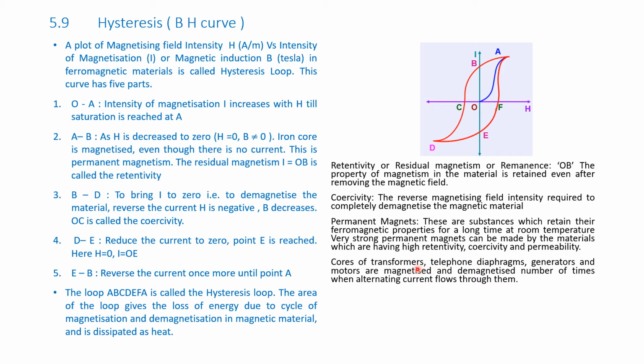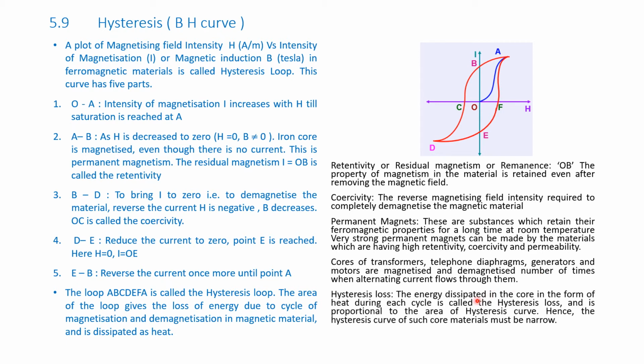Cores of transformers, that is electrical transformers, telephone diaphragms, generators and motors are magnetized and demagnetized a number of times when alternating current flows through them. Alternating currents are flowing through transformers, telephone diaphragms, generators and motors. These are magnetized and demagnetized a number of times due to the alternating current flowing through them.